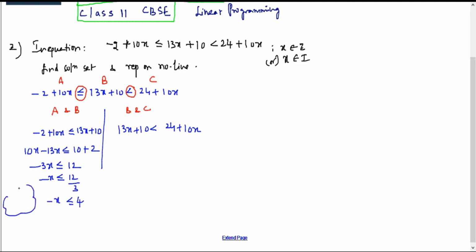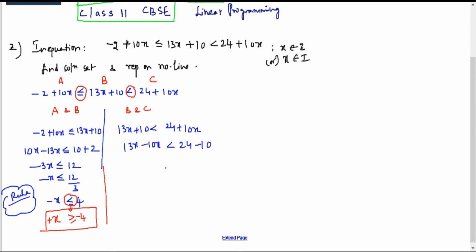Remember the rule? The rule is, if you have a negative symbol with the variable, you have to change the inequality symbol and write. So I am going to do that. This becomes plus x, then the symbol changes. So it becomes greater than or equal to minus 4. That's my final answer here for the first one. And the second one we will do again, second part: 13x minus 10x less than 24 minus 10. So this will become 3x less than 14, and then x is less than 14 by 3.